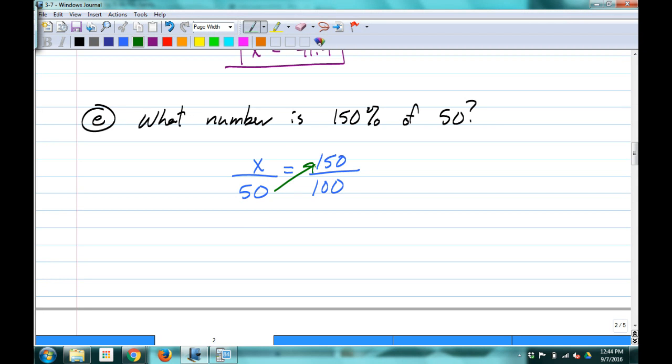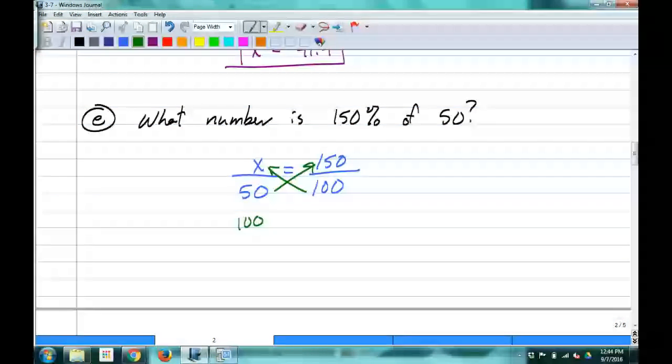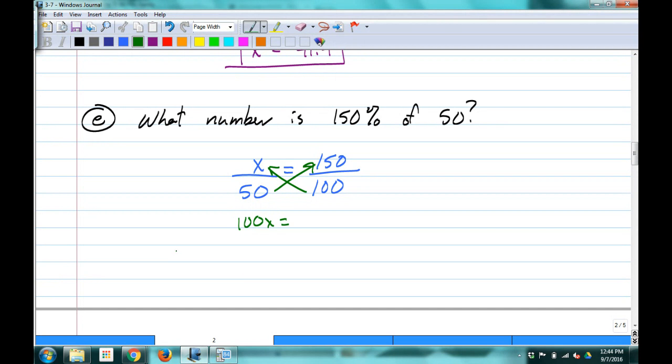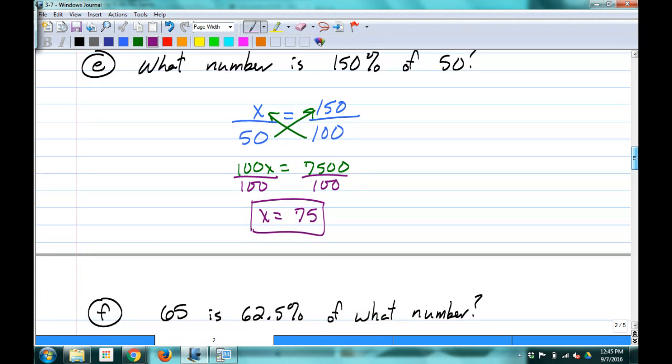So 100x, 50 times 150, 7,500 divided by 100. X is 75. Not bad. Easy stuff. If you remember, is over of equals percent over 100. These should be cake. I mean, easy stuff.